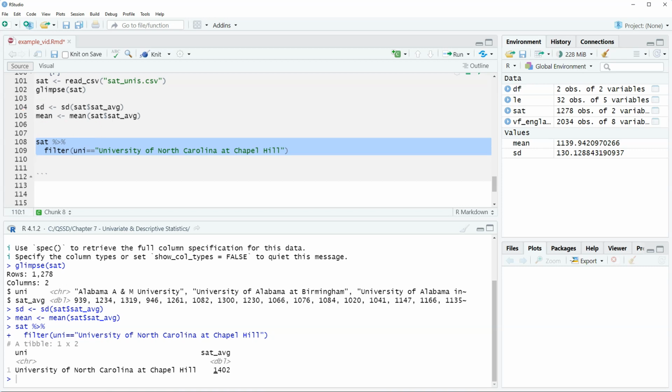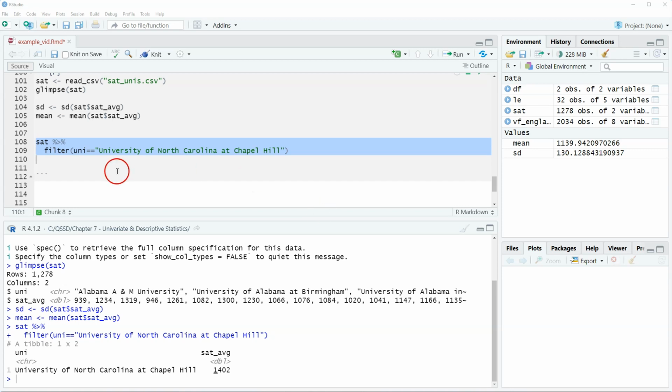Okay, so this shows it has an average SAT of 1402. So the SAT goes up to 1600. I feel like they changed it and then they went back. I don't know. It's been many, many years since I did terribly on the SAT.